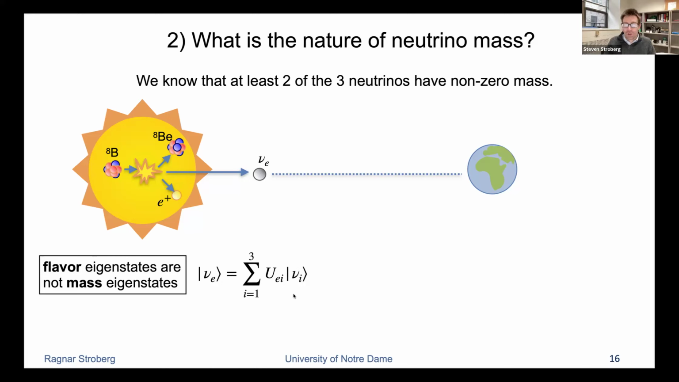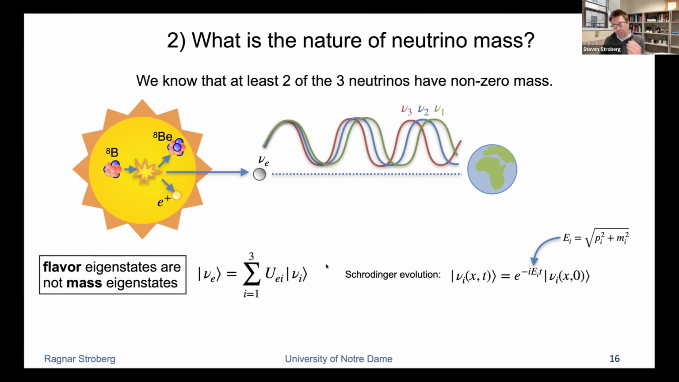The same thing happens with quarks, actually. So quarks are not simultaneously mass and weak eigenstates. Okay, so then if we just write down Schrodinger time evolution here, some neutrino, basically we've expanded this into mass eigenstates, and these mass eigenstates then propagate with e to the minus iEt, where the energy depends on the momentum and the mass is very small, but it's going to be different for the three different flavors.